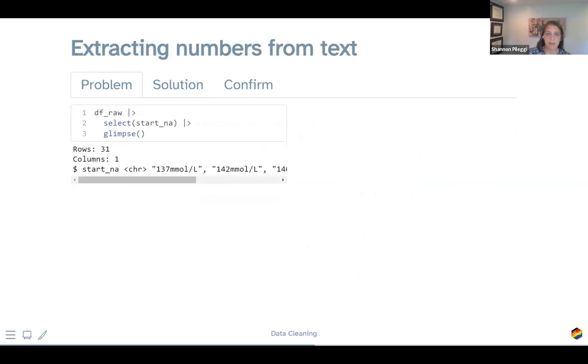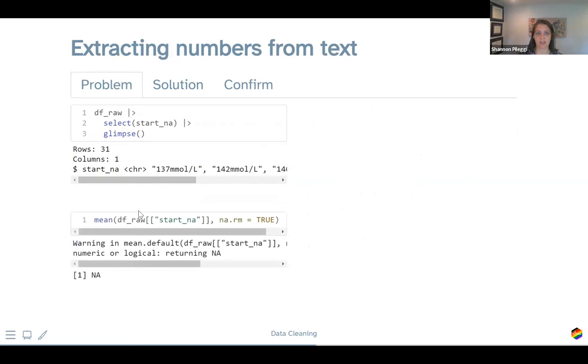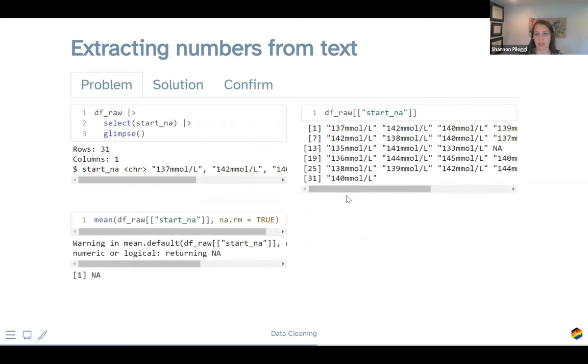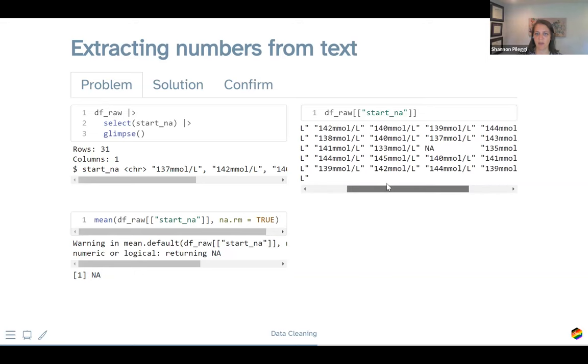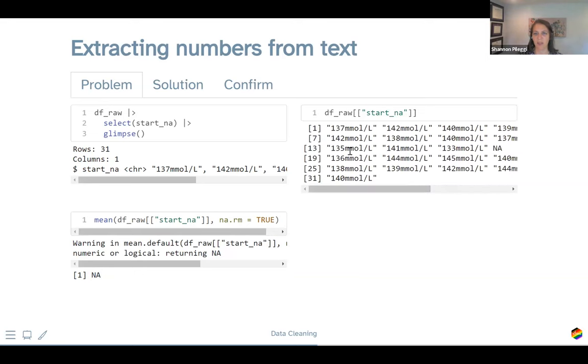Another thing that we might want to do is extract numbers from text. So again, we're back to our start NA variable. And here, when we're doing a glimpse of this column, we can see it's stored as a character because it has character text in it. And again, the consequence of this is you cannot take the mean of a character value. And if we scroll through all of the values, you can see there are no missing data problems, there's a proper NA in there, but all of these text strings are throwing us off.